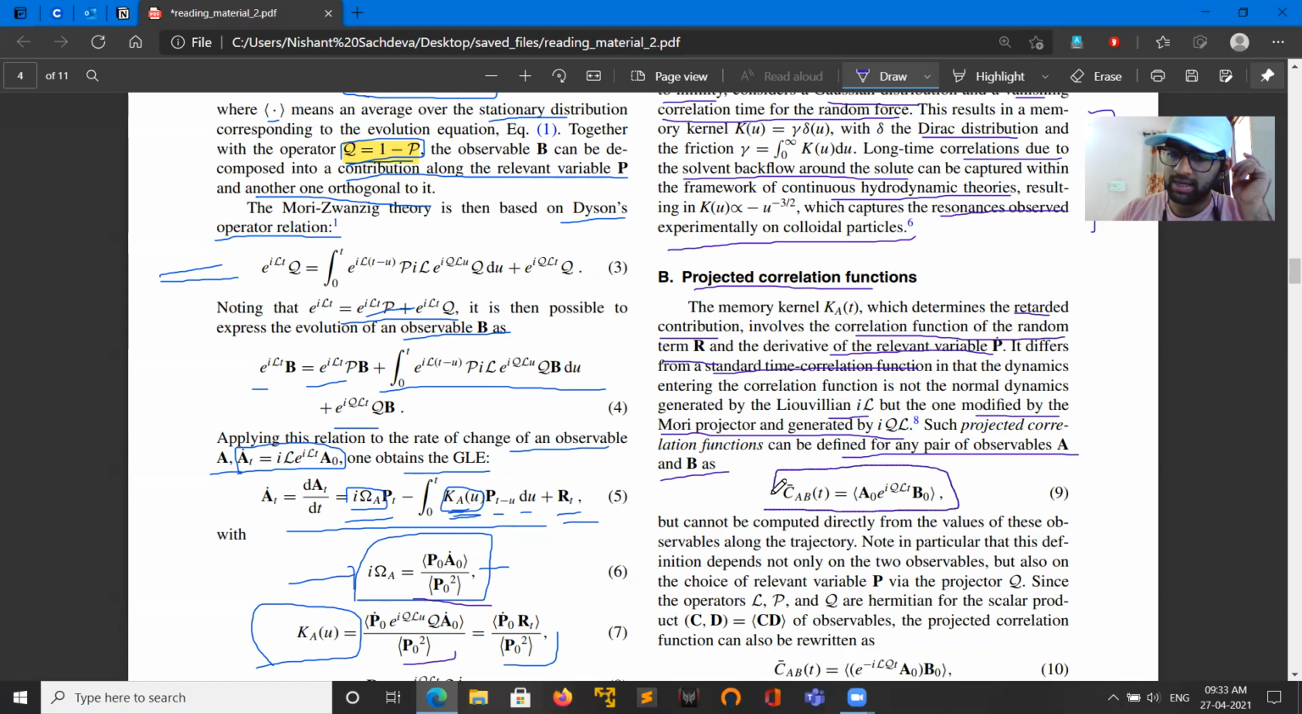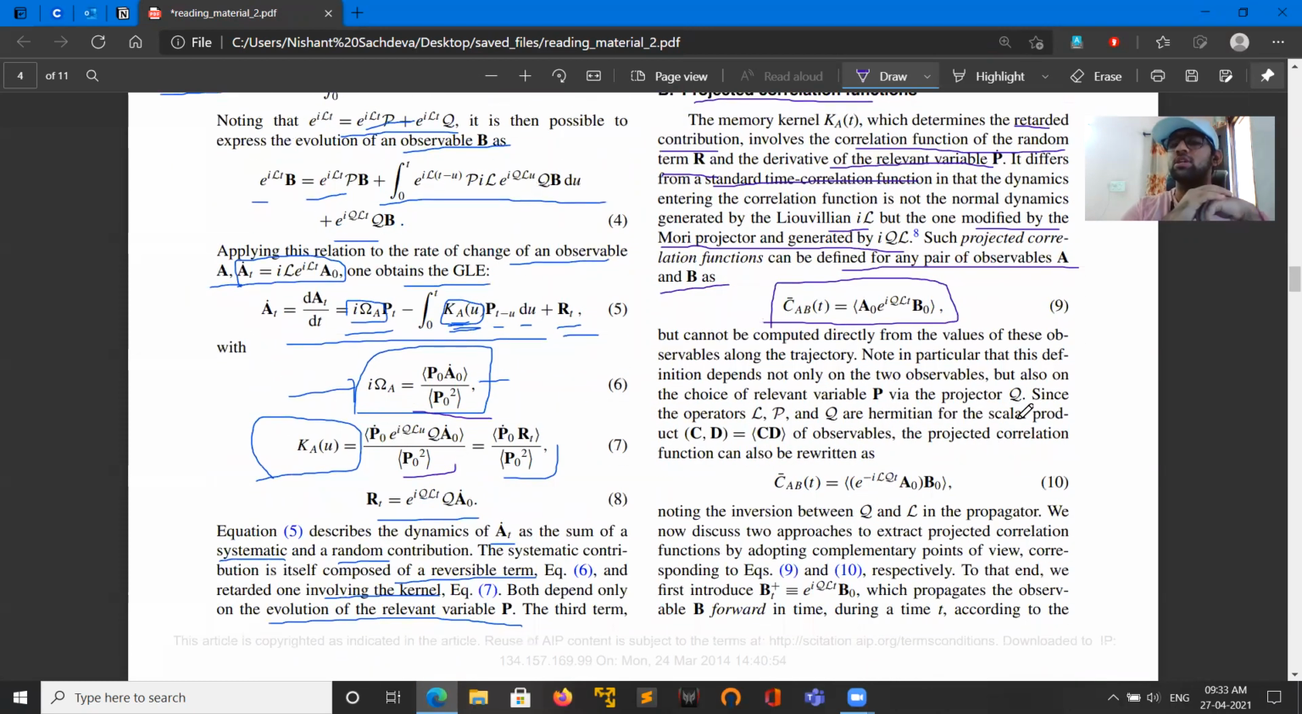So C tilde AB of t is defined as the average of A naught e to the power iQLt B naught. Although we defined it, we cannot compute it directly from the values of these observables along the trajectory. This has to be taken care of. We also note that this definition depends not only on the two observables but also on the choice of relevant variable p via the projector Q. The projector Q was 1 minus P, so the choice of p comes into the picture here.